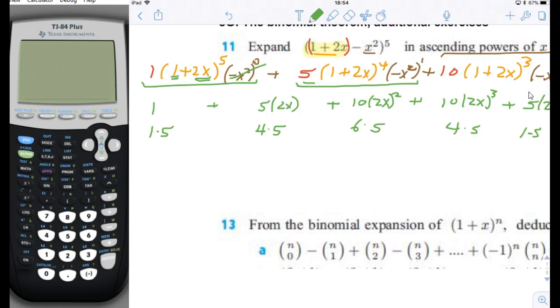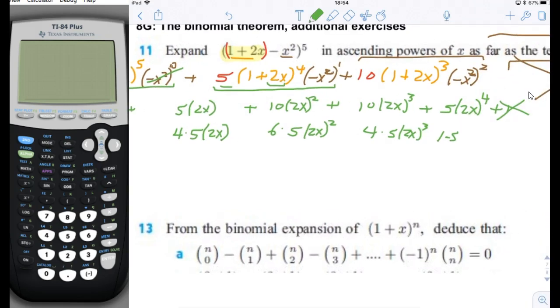And then we would also have the b term for each one. So it would be 2x to the 0, so we actually don't need that one. This would be 2x to the first. This would be 2x squared. This would be 2x cubed. Okay, and then we would have 2x to the 4th.